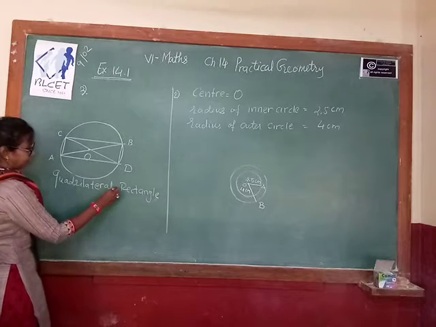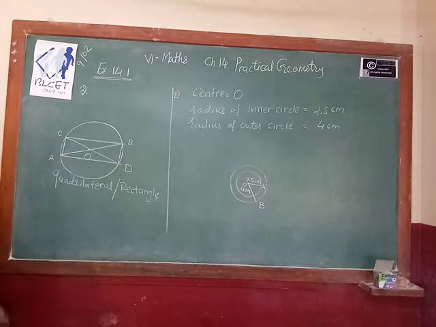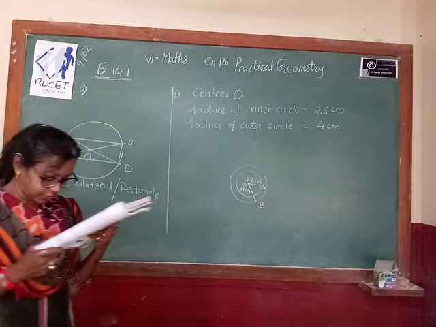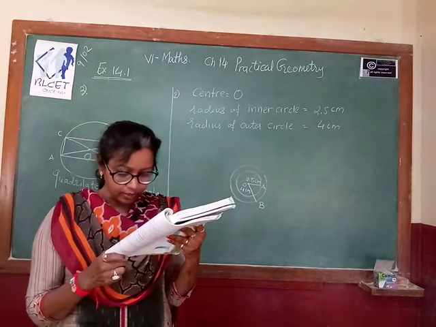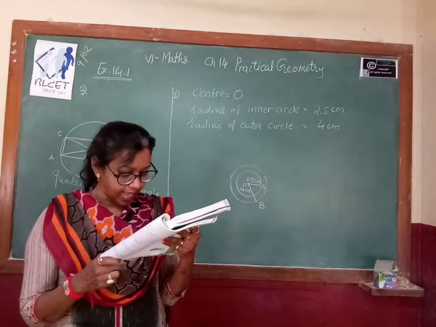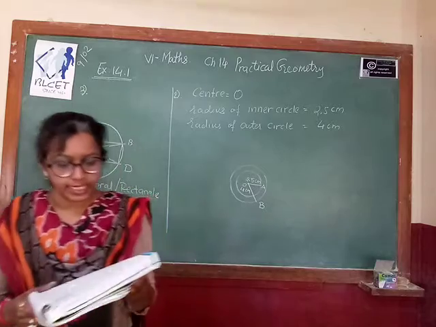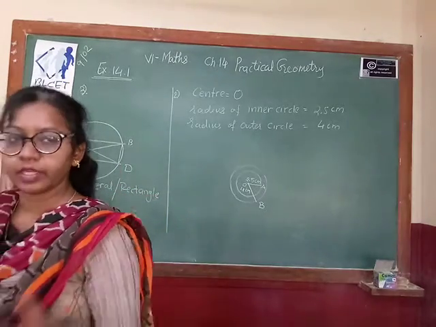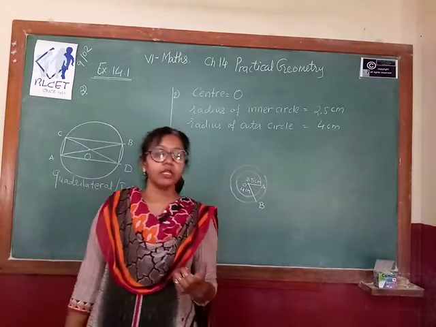So this is the answer of your first question. Now what is the second question? What figure is obtained if the diameters are perpendicular to each other? I have already explained what you mean by perpendicular.